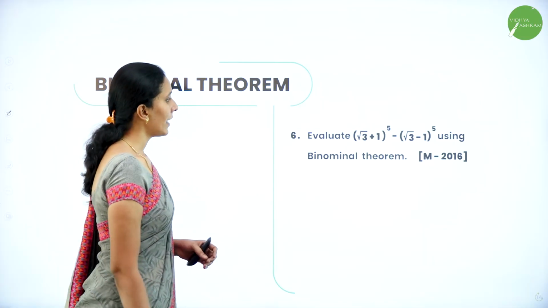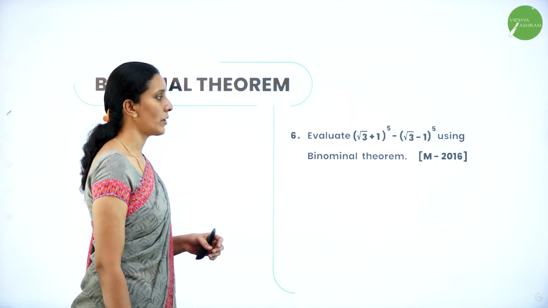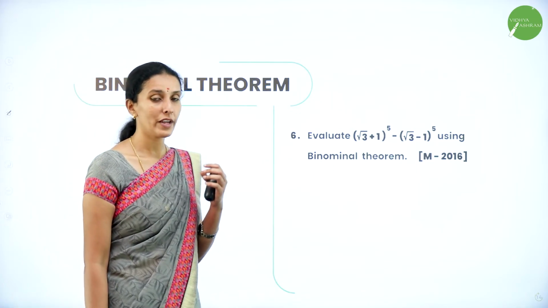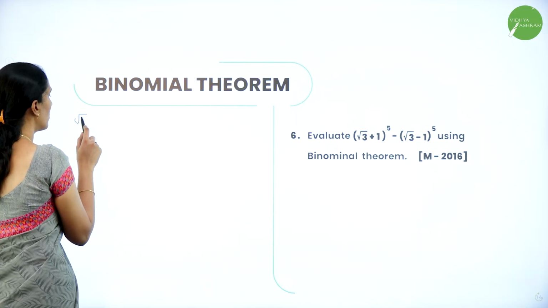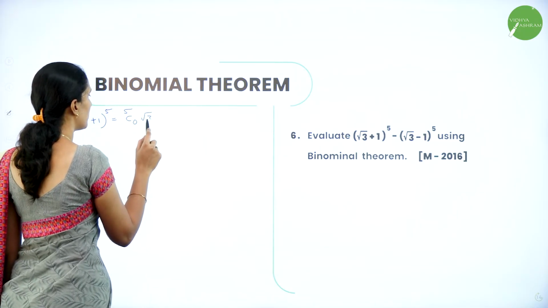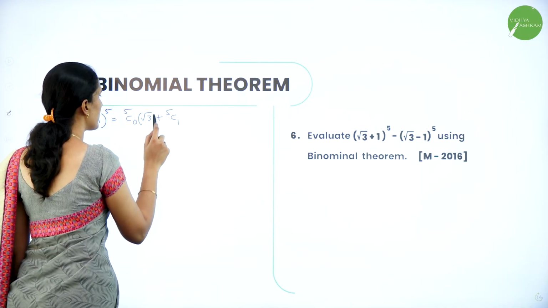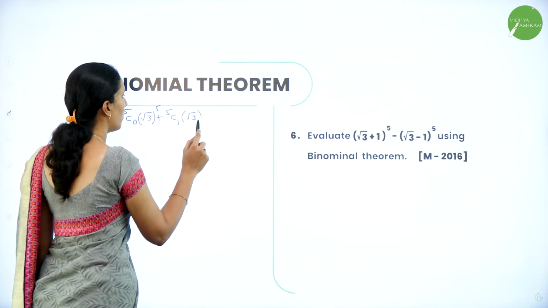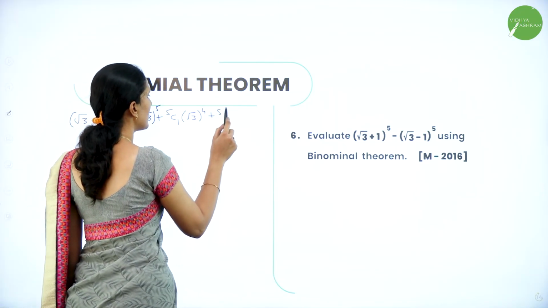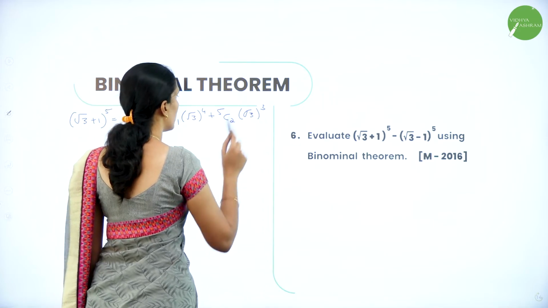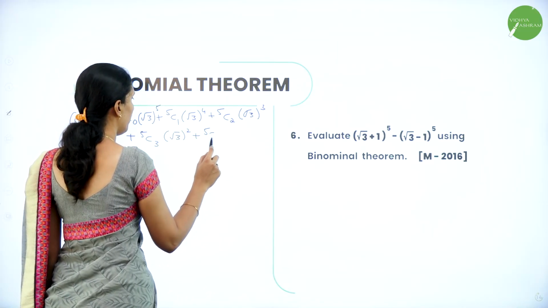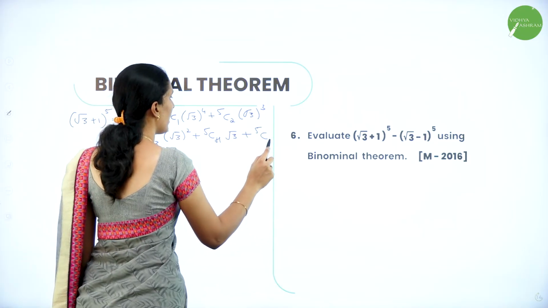Next question. Evaluate root 3 plus 1 whole power 5 minus root 3 minus 1 whole power 5 using binomial theorem. So, expand root 3 plus 1 and root 3 minus 1 whole power 5 using binomial expansion. So, let's see what is root 3 plus 1 whole power 5. We get 5C0 root 3 whole power 5 plus 5C1 root 3 whole power 4. Since we have b value 1, any power of 1 becomes 1 only. So next we have 5C2 root 3 whole cube. Next we have 5C3 root 3 whole square, 5C4 root 3 plus 5C5.